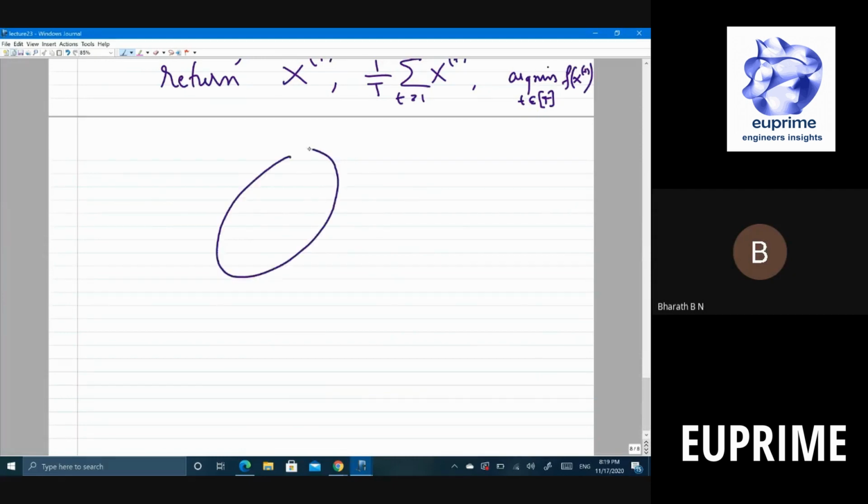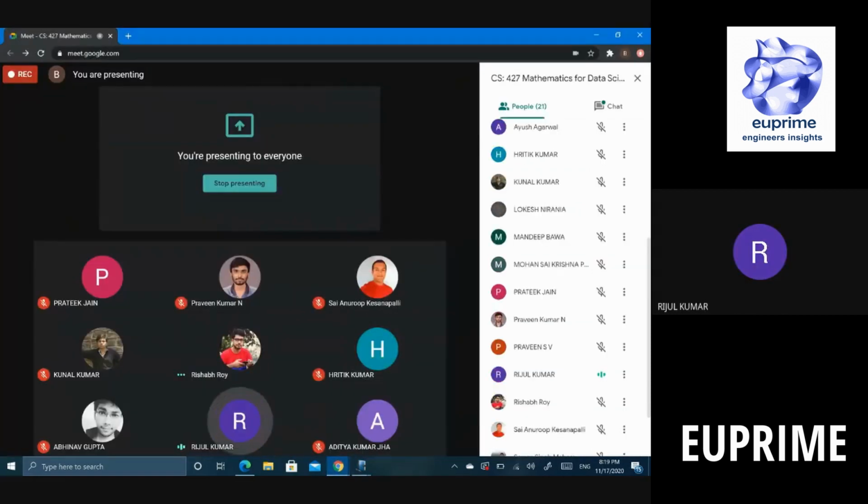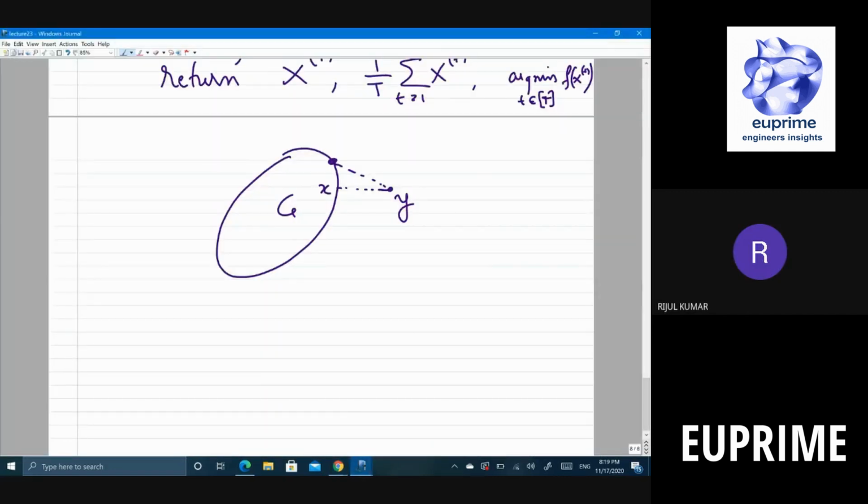So I have a set C. If I have a point, let's say y, what do you mean by projection? Can somebody tell me? Why is this not a projection? Suppose I have a point here. Is this a projection? It has to be at minimum distance. For all x belonging to C, the norm of x minus y should be less or something like that. Somebody else was saying it should be perpendicular to the tangent on the surface.